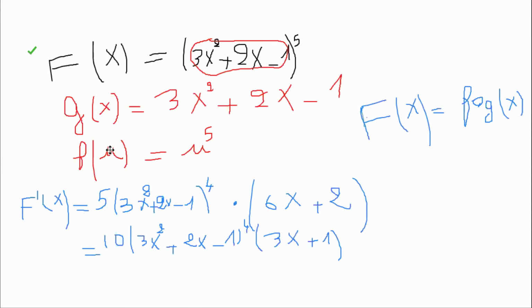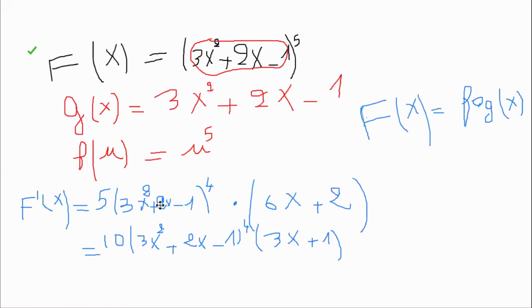What does the formula say? The formula says the following. The derivative of capital F of x is equal to what? You have to evaluate the derivative of the outsider function. The outsider here is u to the 5. Then, when we evaluate its derivative, it is equal to 5 u to the 4, but be careful, we have to put instead of u the term inside the parentheses.